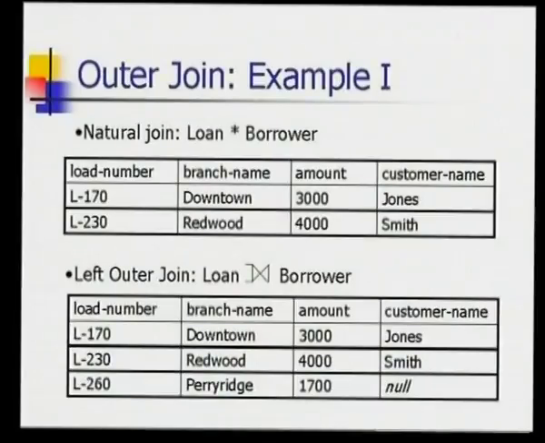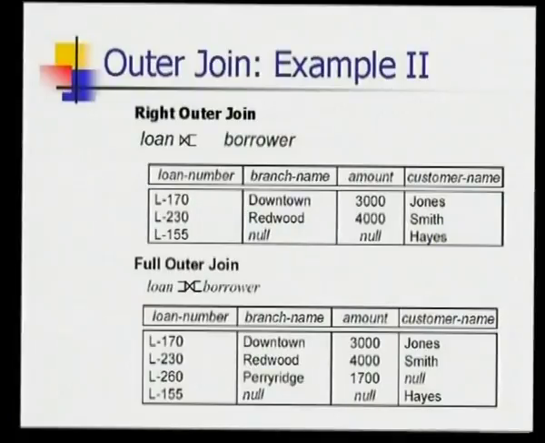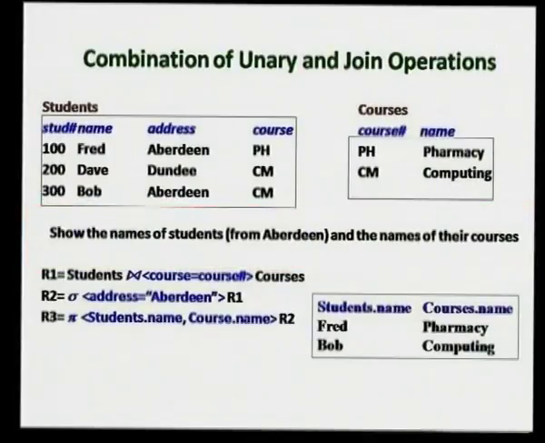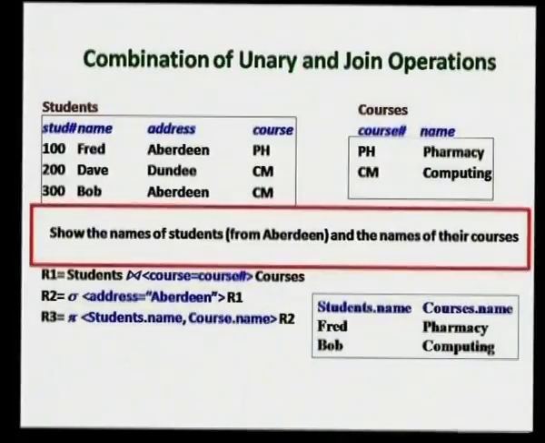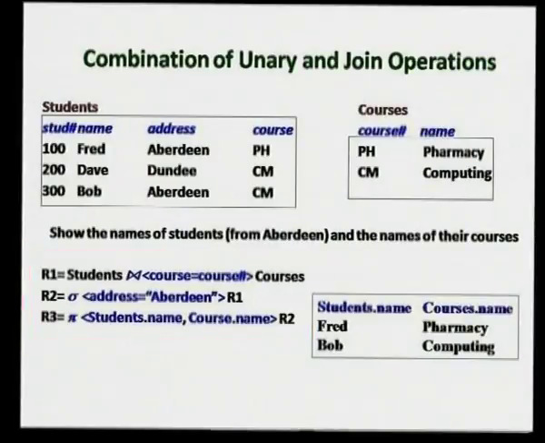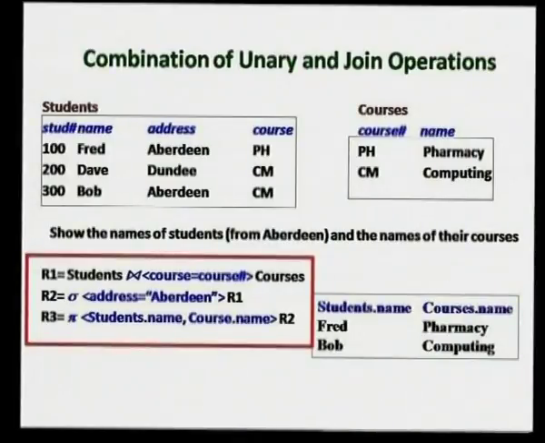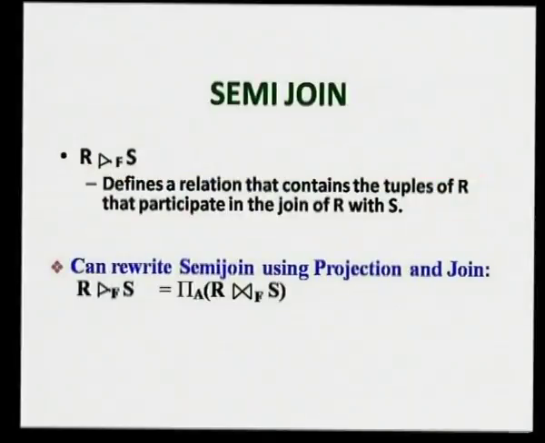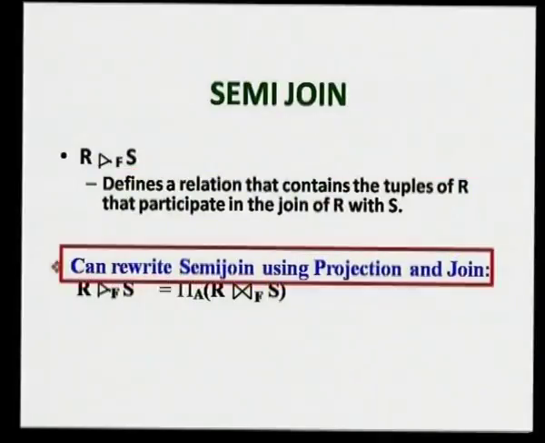Just to look again at a right outer join example, this shows the names of students from Aberdeen and the names of their courses. This is an example of combining join with select and project, a combination of unary and join, which can also be done. This is semi join, which is defined using the output of a join along with projection. So, a projection and join combination is called semi join.